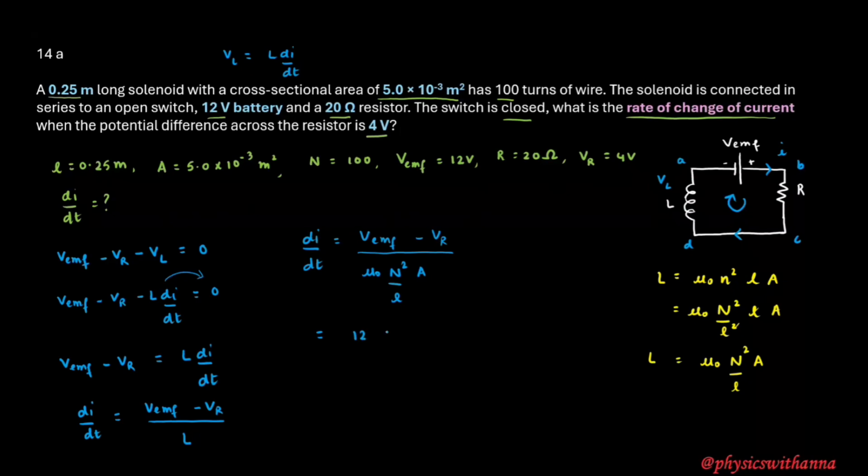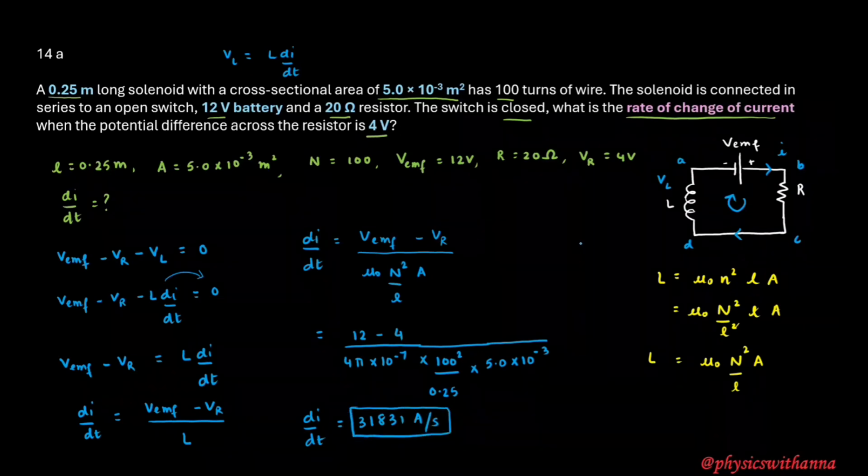VEMF is 12, VR is 4, mu naught is 4 pi times 10 to the power negative 7, N is 100 squared, L is 0.25, area of cross section is 5 times 10 to the power negative 3, and when you solve this you get the rate of change of current to be equal to 31831 ampere per second.